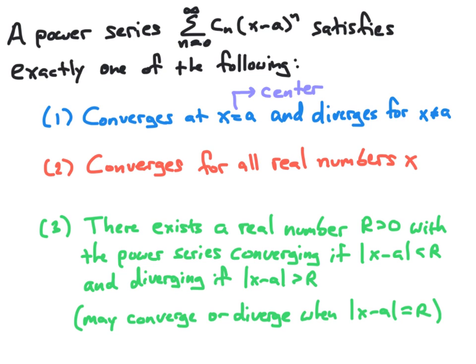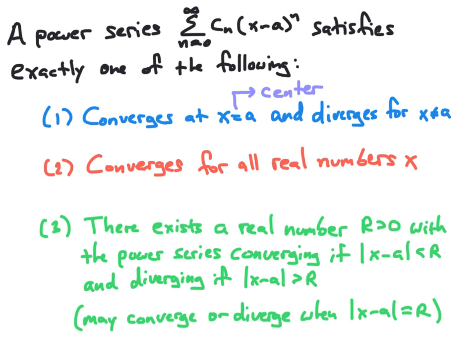Statement 2, the second option, is that a power series could converge for every real number x. And statement 3 is the most complicated of the three, and we can restate it in a more simplistic way, which we'll do in a moment, but we're writing it in this more complicated way involving inequalities for a particular reason that we'll see later.